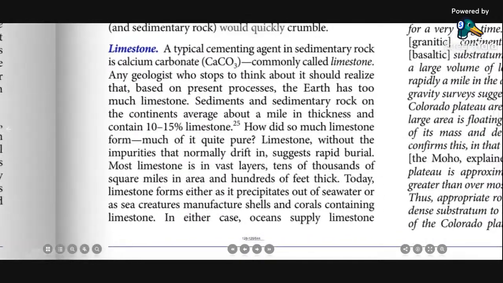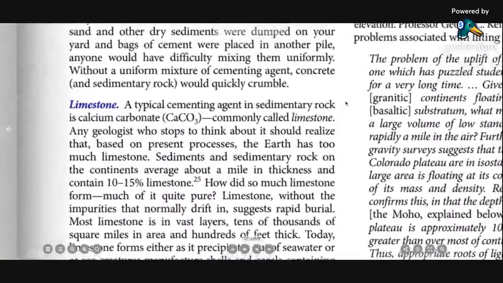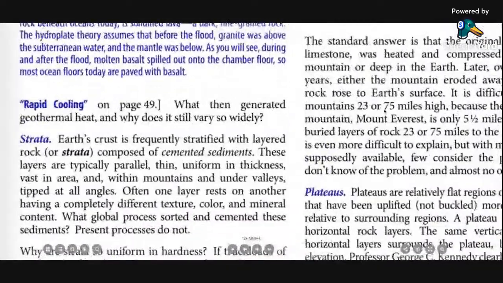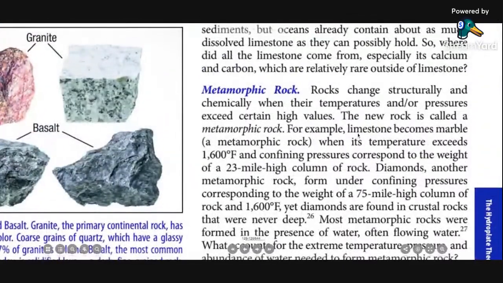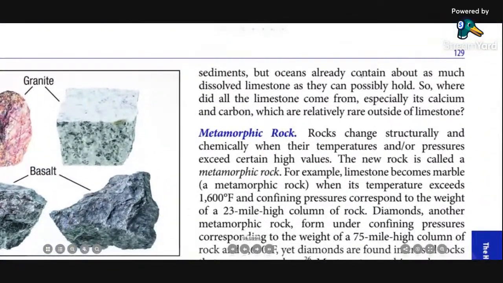In either case, oceans supply limestone sediments, but oceans already contain about as much dissolved limestone as they can possibly hold. So where did all the limestone come from, especially its calcium and carbon, which are relatively rare outside of limestone?